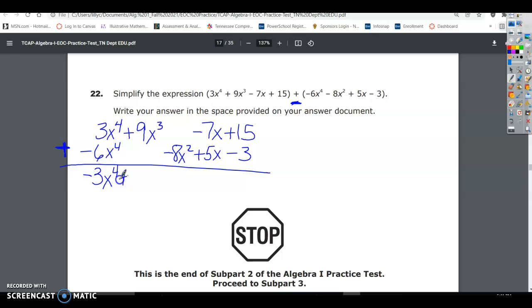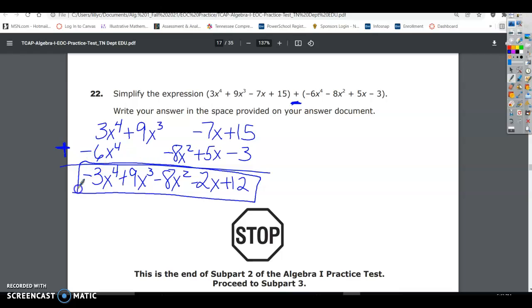There's only one x cubed, so I'll bring it down. There's only one x squared, so I'll bring it down. And then I've got negative 7 plus 5, so that's negative 2x. 15 minus 3 is plus 12. All right, so this would be the answer we would write in the space provided.